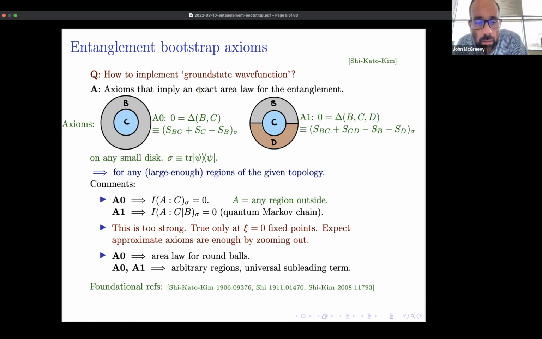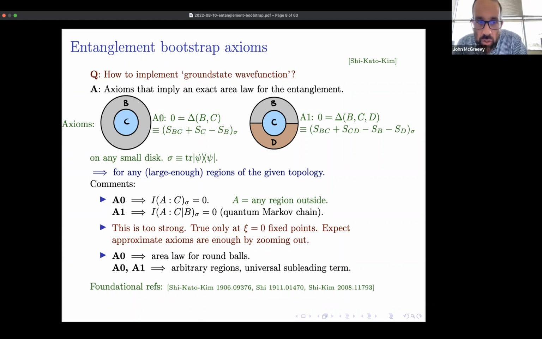And the relation to the area law I should mention. So A0 directly implies the area law for round balls. In particular, if I take the region B to be only a little bit bigger than C, then the vanishing of this implies that SBC is only a little bit bigger than SC. In particular, it's bigger only by an amount which is SB, which is bounded by the volume of that thin disk. And then combining A0 and A1 together shows that an area law is true also for arbitrary shape regions.